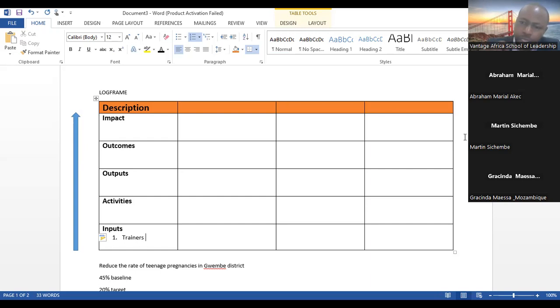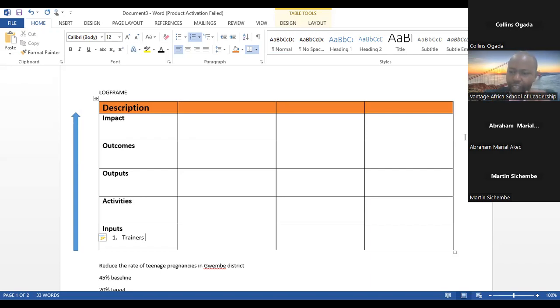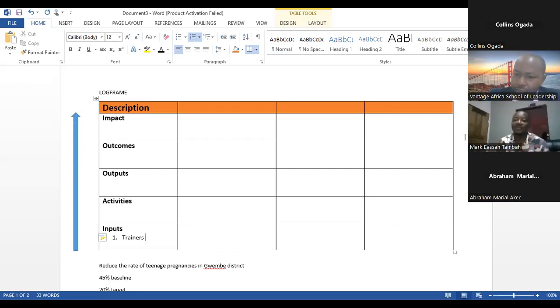Wait. I hope these teachers are not the ones being trained. For example, if you have one trainer and you're training 10 people, are these 10 that you're training an input to the project? Those are your beneficiaries. They are not an input. An input is something you need in order to reach that target population. So you will need trainers.